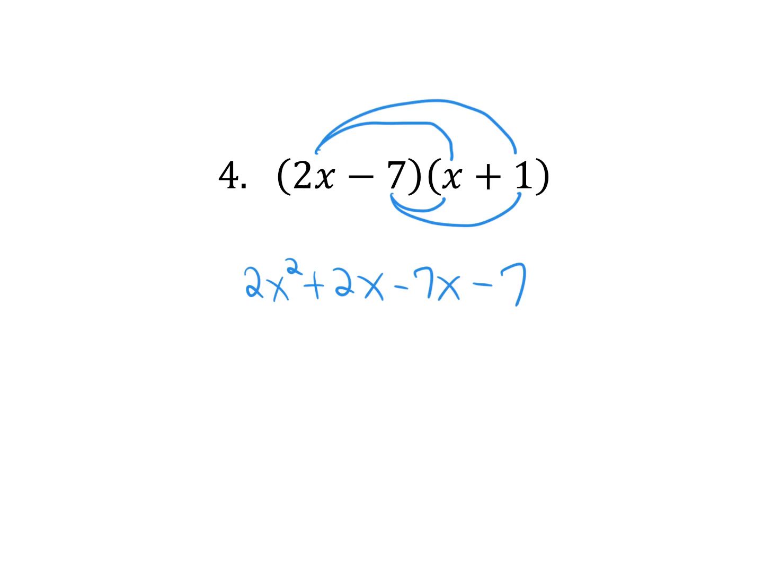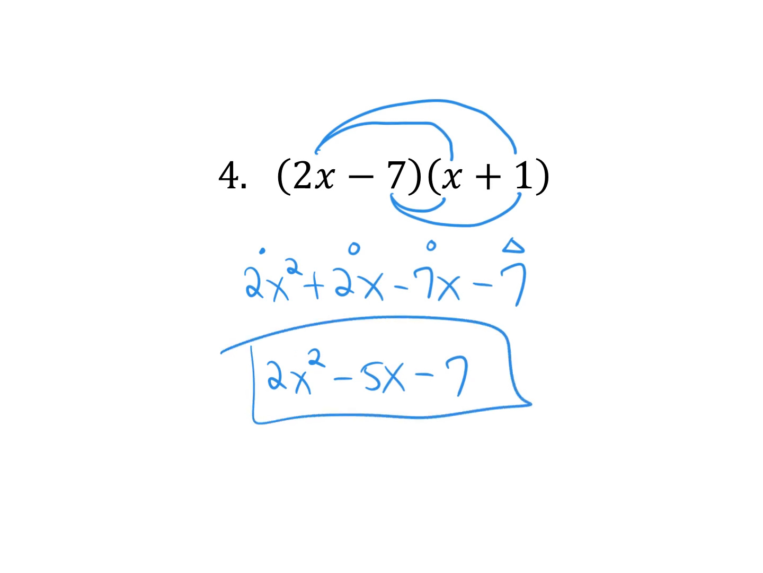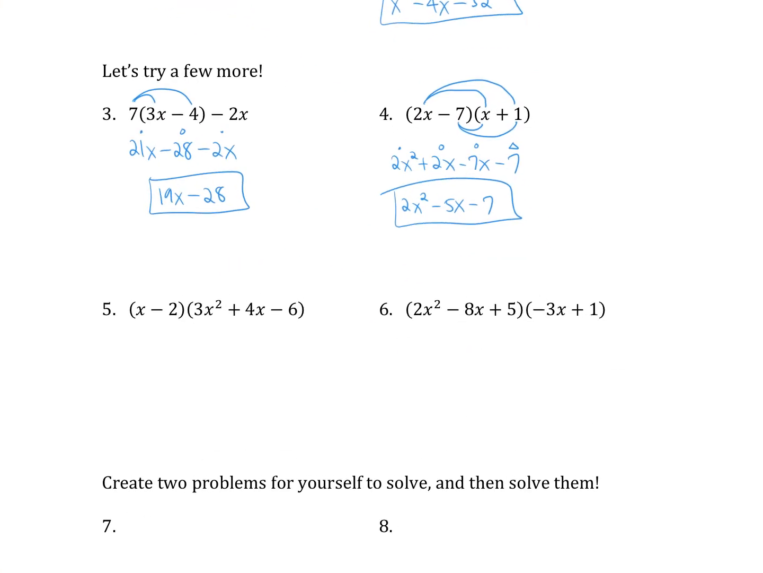Any like terms? x squared is by itself. 2x and negative 7x. And we got negative 7. So 2x squared is fine. What's 2x minus 7x going to be? Negative 5x minus 7. There we go, and there's our answer. All right, the last two are pretty tricky, okay?